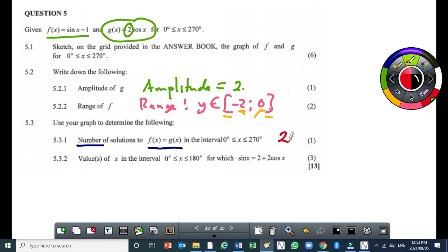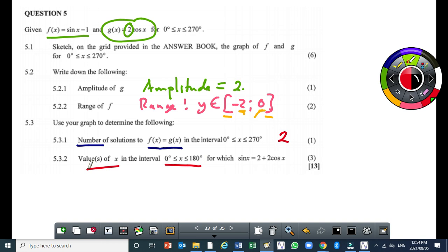But if you don't have a question, then let's move on to 5.3.2. It says, determine the values of x in the interval 0 to 180 degrees, for which sine x is equal to 2 plus 2 cos x. So we need to determine the values of x between 0 and 180 degrees, such that sine x is equal to 2 plus 2 cos x.